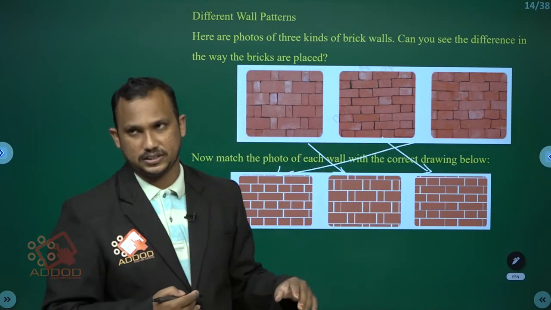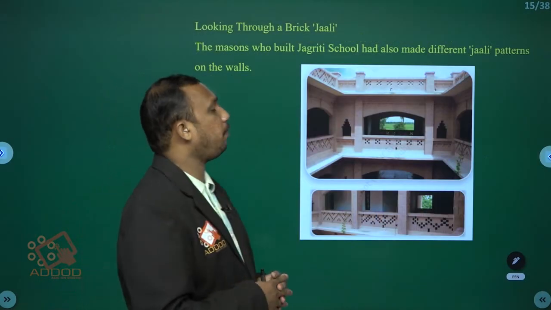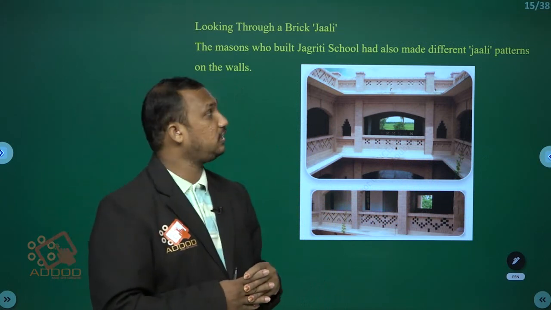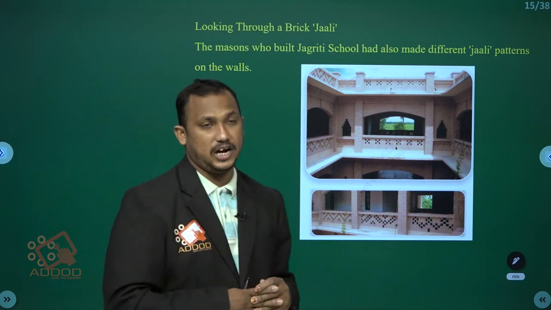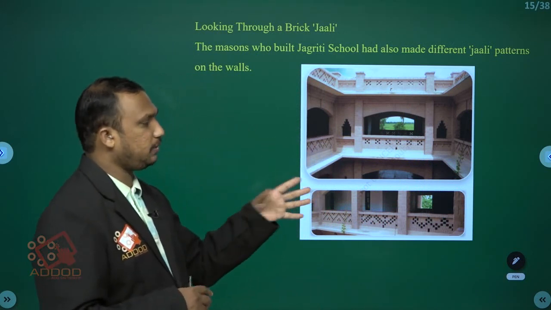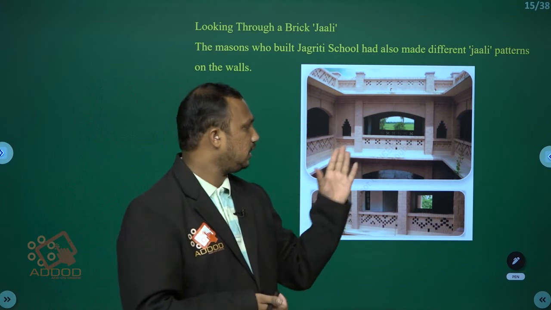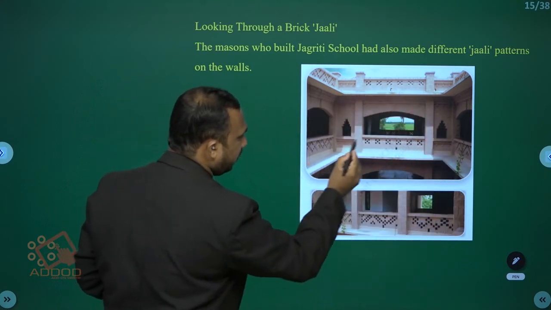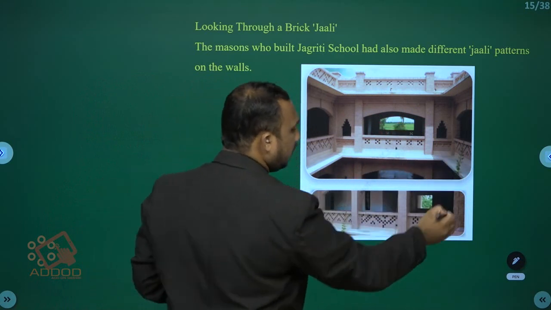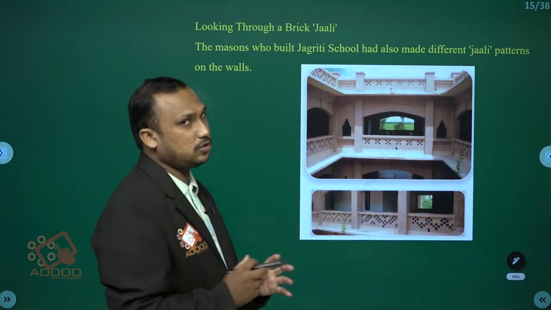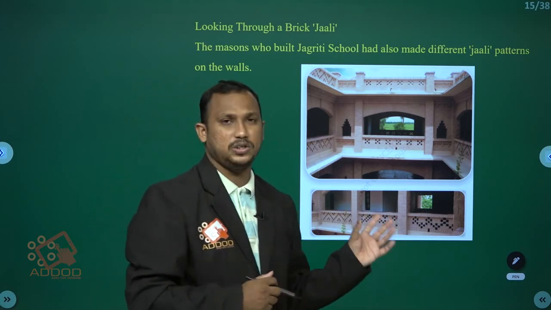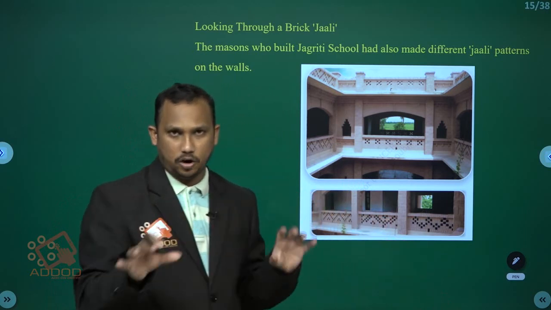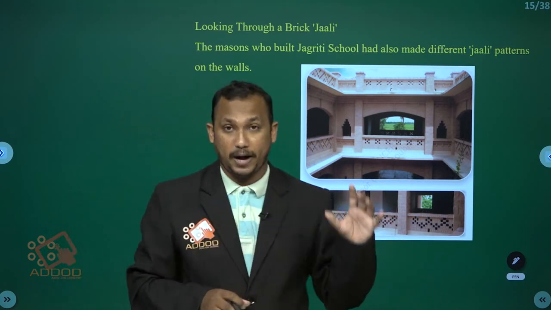Okay, looking through a brick jali. The mason who built Jagriti school had also made different jali patterns. This is the jali, the corridors of that school. Jalis means, see here in these images, these are the places where holes are arranged in different types of patterns, designs we can also say. So in that school they are arranged like this, and in the corridors there are different types of patterns.